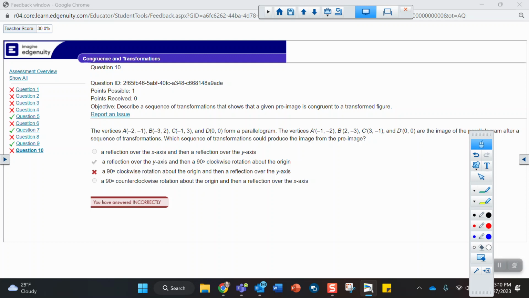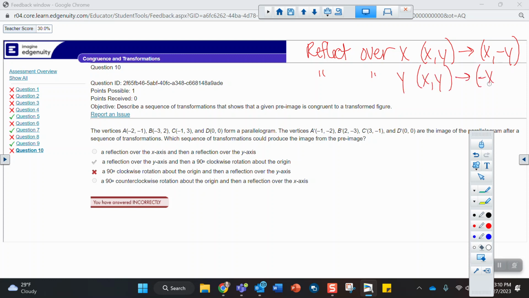So we're going to see which of these actually work. A reflection over the x, and then a reflection over the y. So when you reflect, maybe it's helpful to write some of this stuff down. When you reflect over the x, you start with an ordered pair like this. The x stays the same and the y changes signs. When you reflect over the y, your x changes and your y stays the same. Okay, that's helpful for reflections.